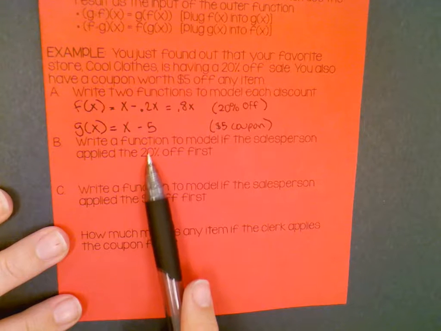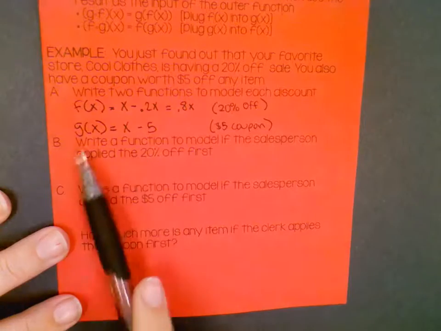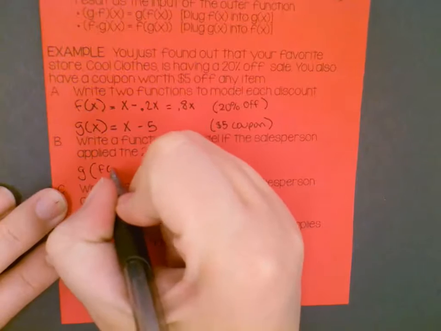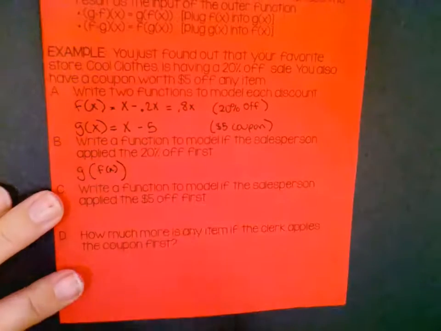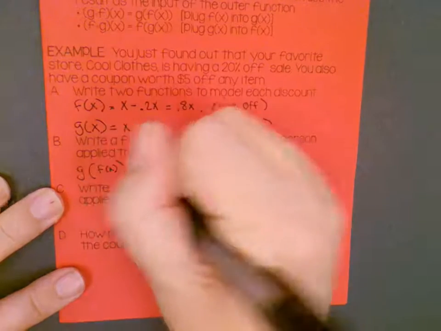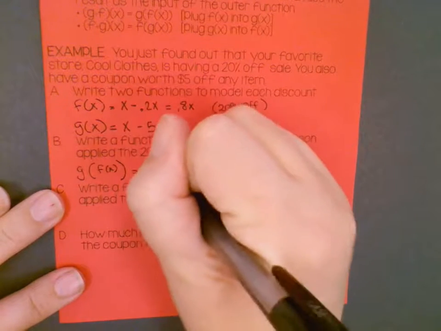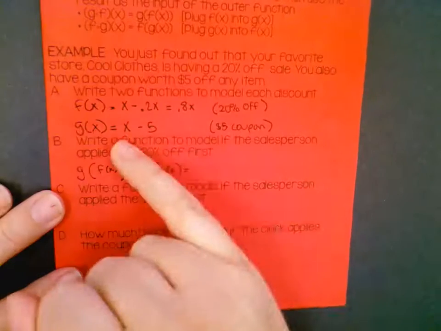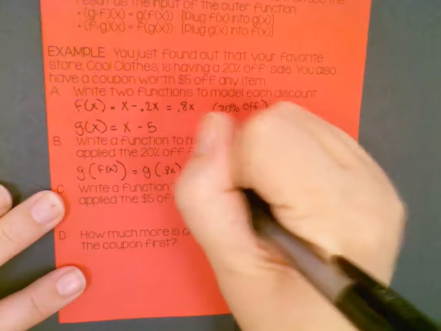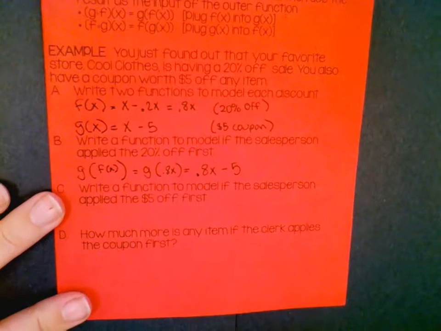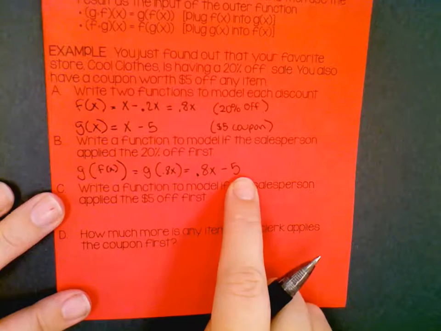It says write a function to model if the salesperson applies the 20% off first. So that means we're doing the 20% off first, so that's nested in the other function. So that would be G of F of X, because F is the 20% off. So 20% off first, and then the coupon. So that would be like G of 0.8x. If we plug 0.8x into G, we'd have 0.8x minus 5. So if I do the 20% off first, and then I take off $5.